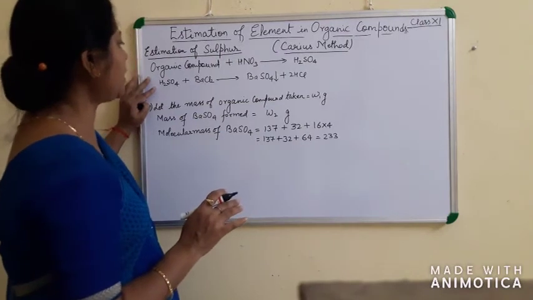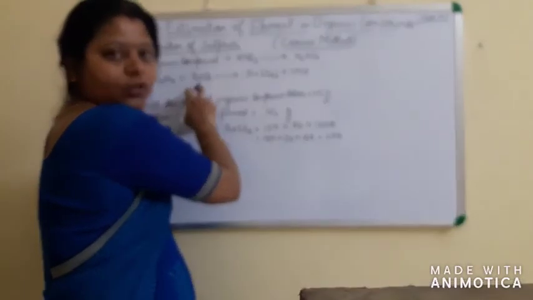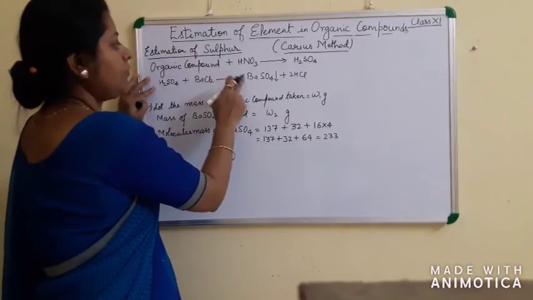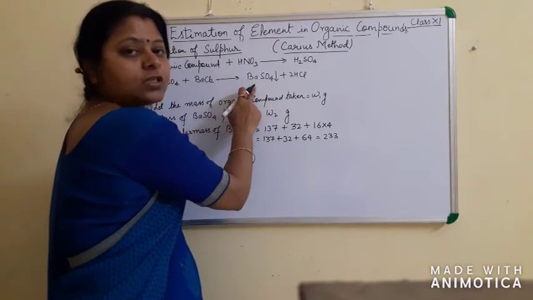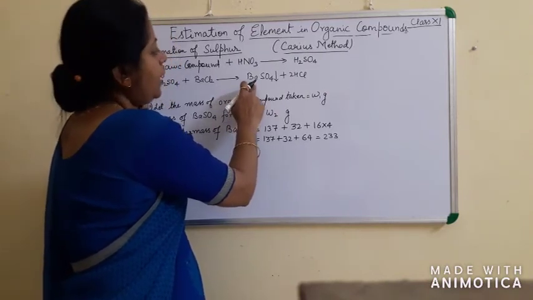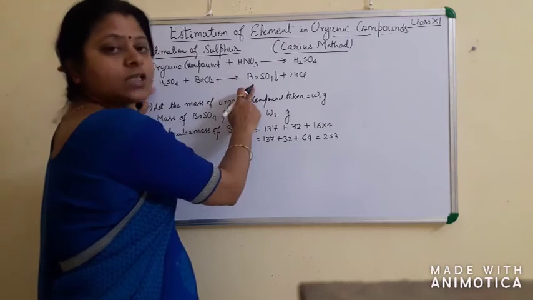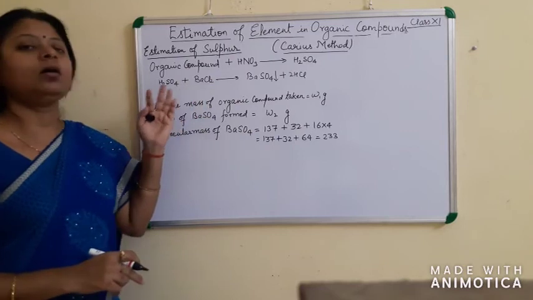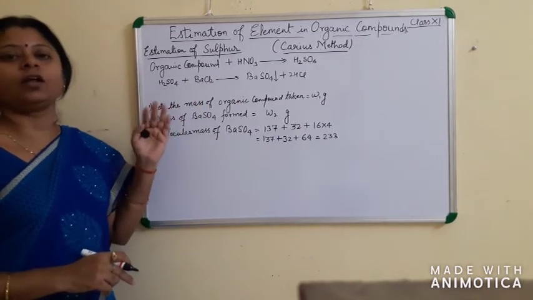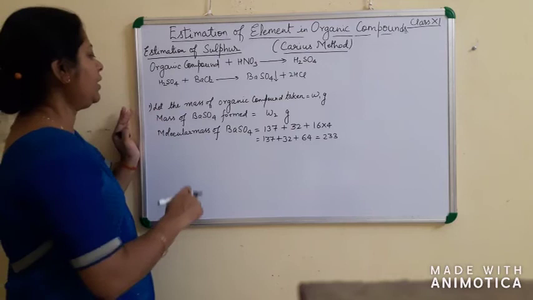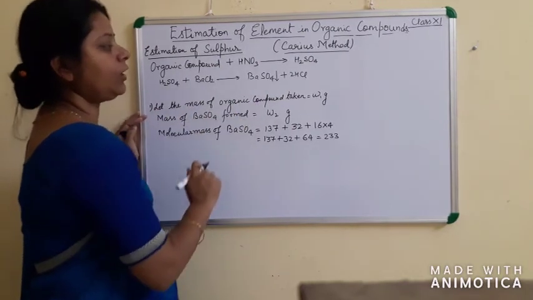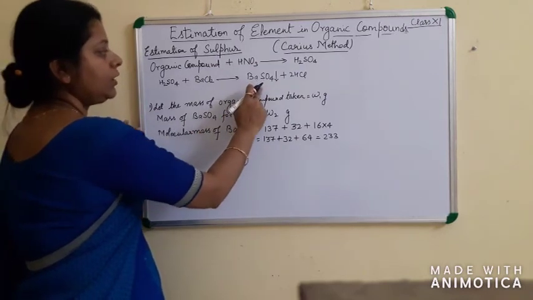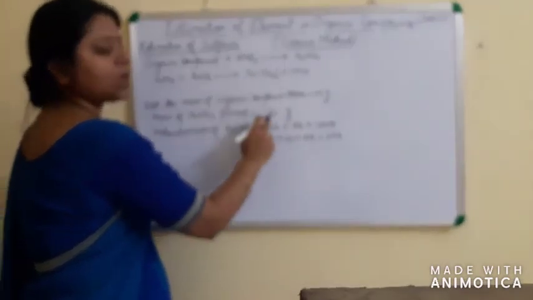Then the formed sulfuric acid is treated with barium chloride solution. Barium chloride solution, when it reacts with sulfuric acid, forms barium sulfate, which is a white colored precipitate. By measuring the mass of this formed barium sulfate, we can find out the percentage of sulfur in the organic compound. Let the mass of organic compound taken be W1 gram and the mass of barium sulfate formed during the reaction be W2 gram.